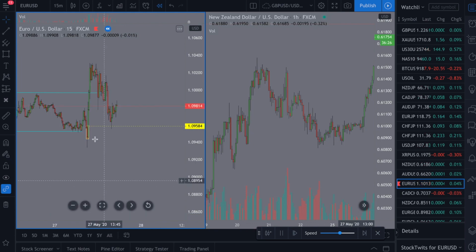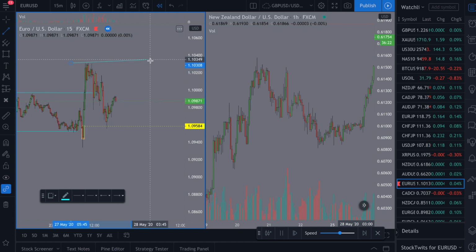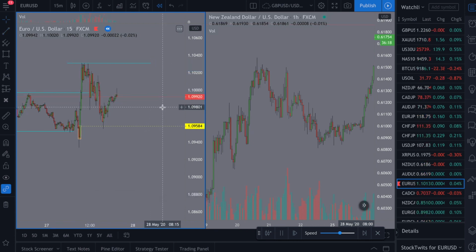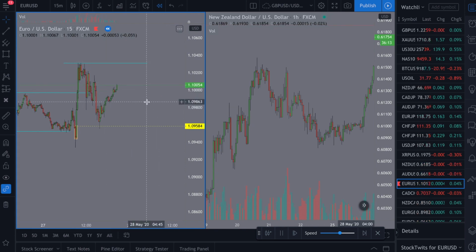Let's see. Now your goal is to take out these highs. We got some little equal highs right there. So if you just set a trade up, you can set your TP to be like 50 pips, 100 pips. I mean, it doesn't really matter, but you decide.